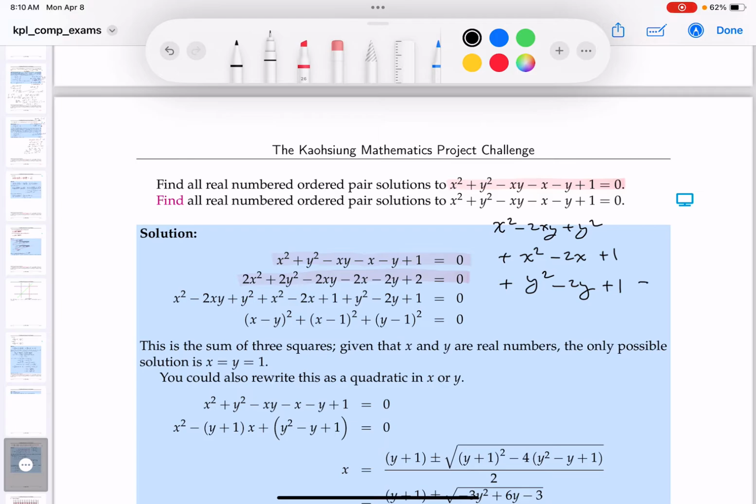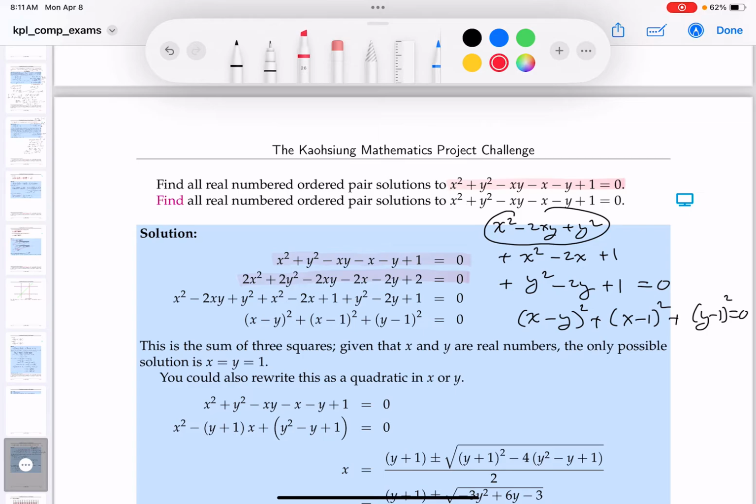Then I start to realize over here that this all has to add up to 0. And these are all perfect squares now. What's the first guy going to be? That's going to be x minus y squared. What's the next guy going to be? X minus 1 squared. What's the next guy going to be? Y minus 1 squared, and that equals 0.